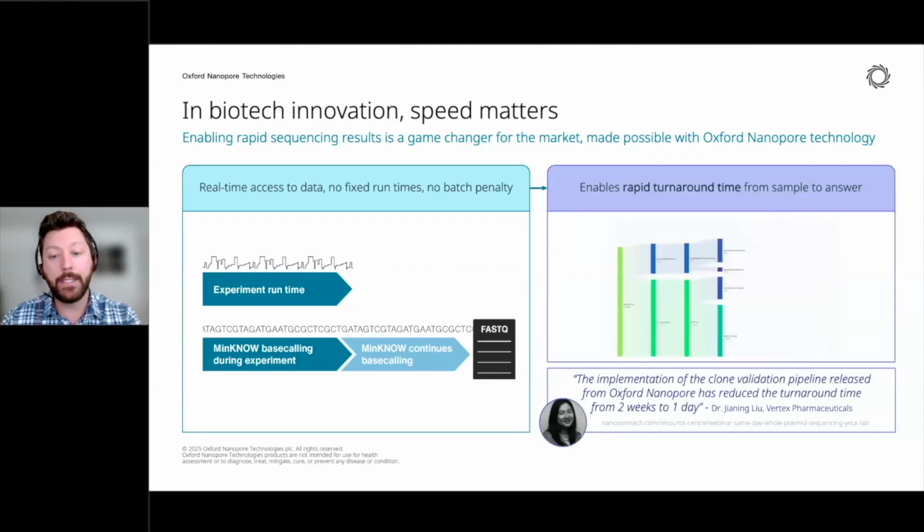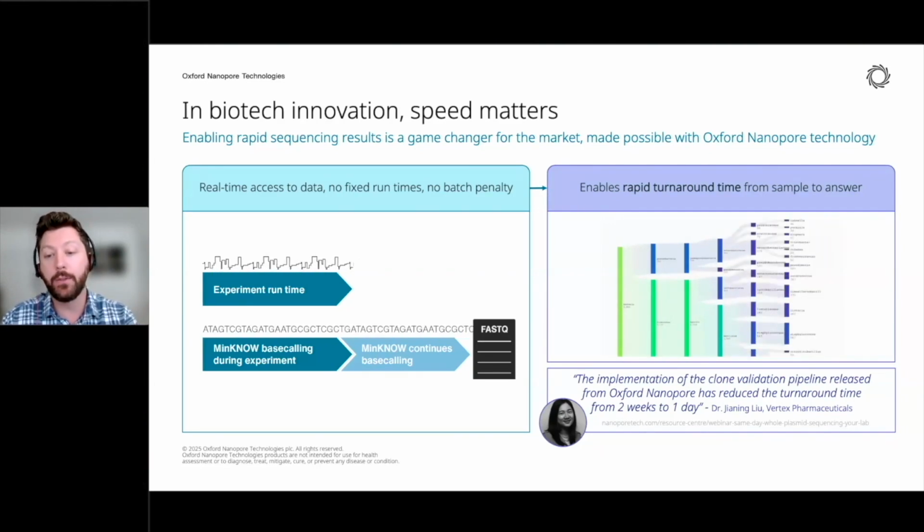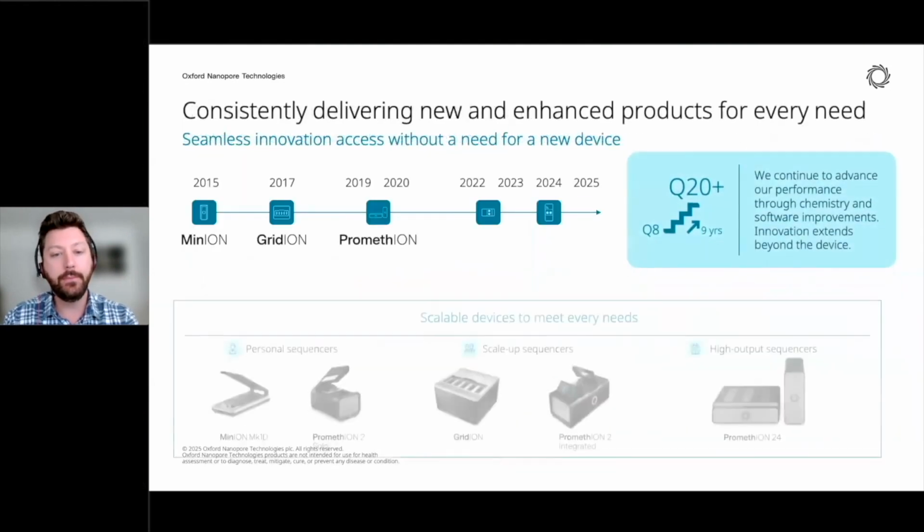On the right, we see an example of how that real-time data generation can translate into applications such as real-time detection of microbes within a sample as that data accumulates. And in the context of biopharma development, we see users like Dr. Jianing Liu at Vertex, where implementing Oxford Nanopore for clone validation reduced their turnaround time from 2 weeks to just 1 day. This real-time capability enables innovative service providers like Plasmidsaurus to achieve such rapid turnaround time from receipt of their samples to generating reports for their users.